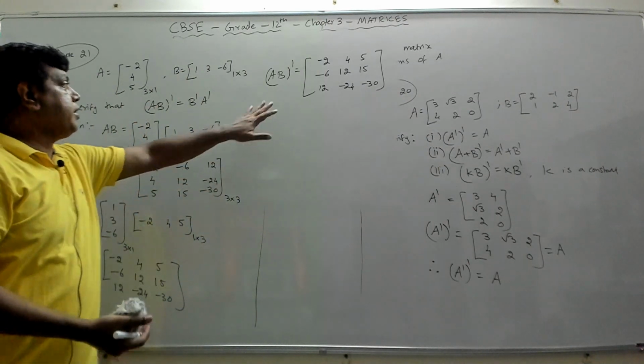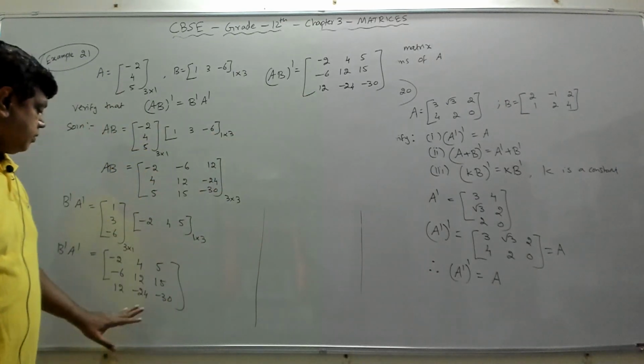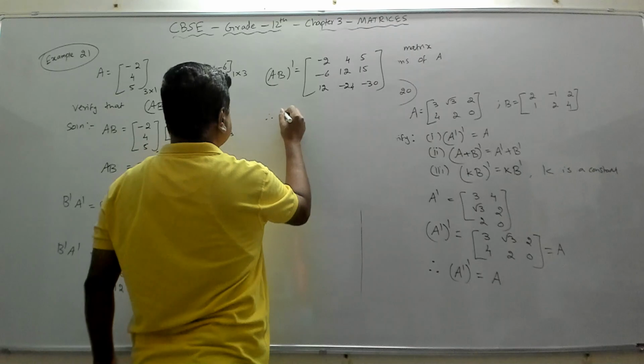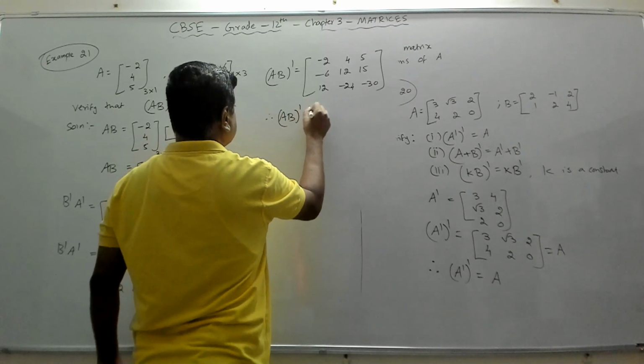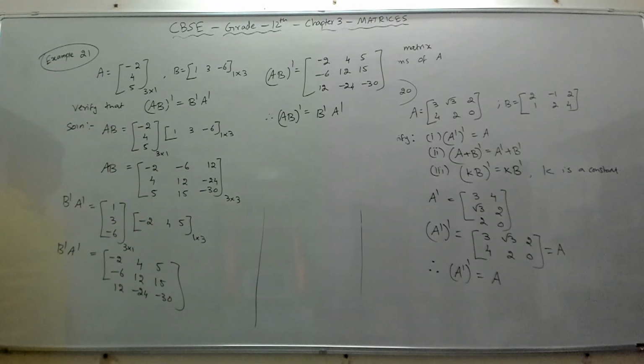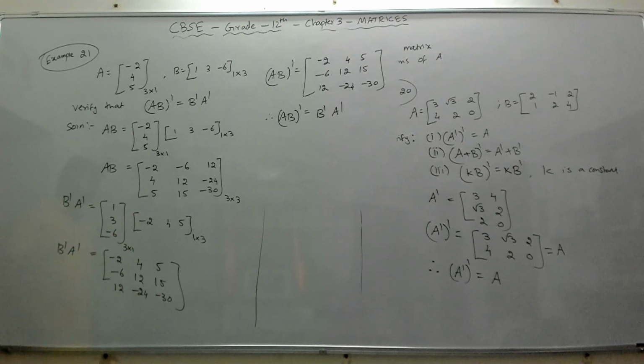Now this is your AB transpose and this is your B transpose A transpose. Both the matrices are matching. Therefore we can say AB whole transpose is equal to B transpose A transpose. So we have verified this. Clear? So all of you pause the video and take the notes.